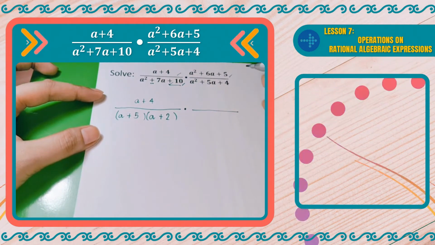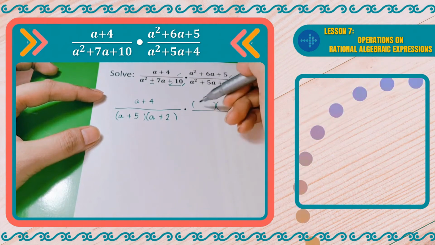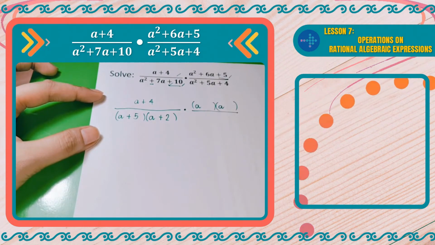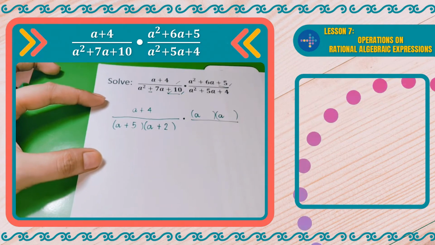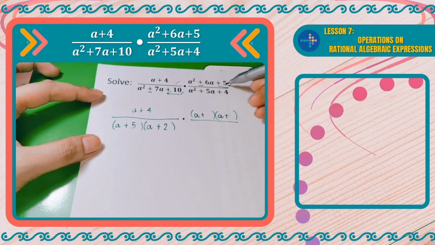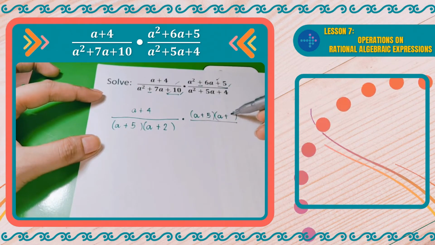So, sa numerator, again, general trinomial. So, a squared means a times a. Then, the last term is positive. Therefore, pareho sila ng sign. Pareho silang positive. So, ano yung factors ni 5 na kapag inadd, 6 ang sagot? So, we have 5 and 1.